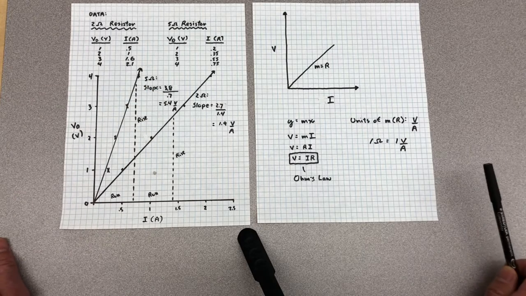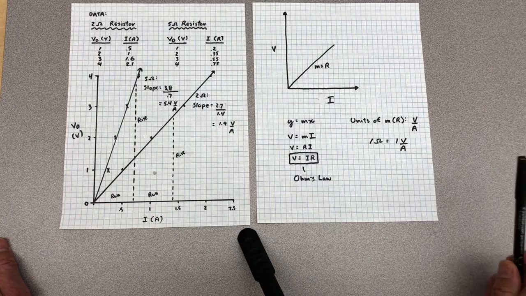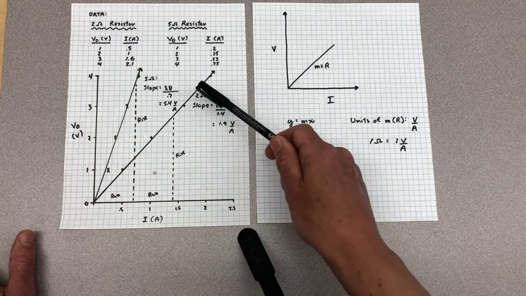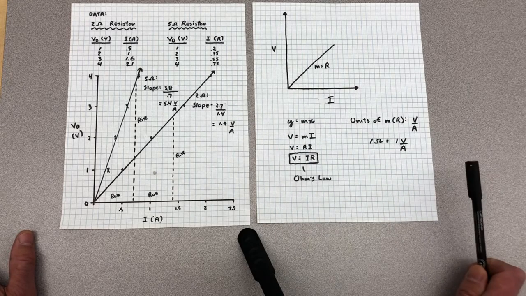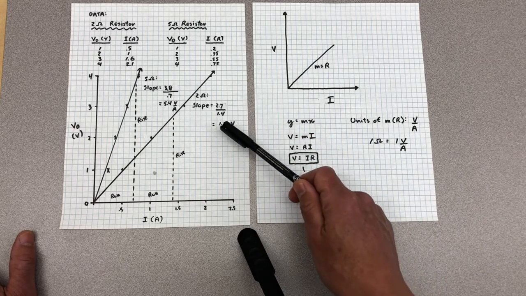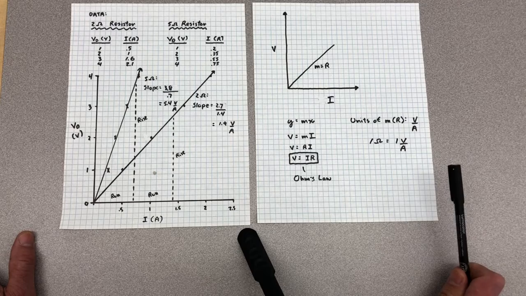If you were to do this lab extremely accurately with top-notch equipment and not make any errors, you would find that your resistance and your slope would be exactly the same thing. Your resistance and your slope, they would be exactly the same thing.